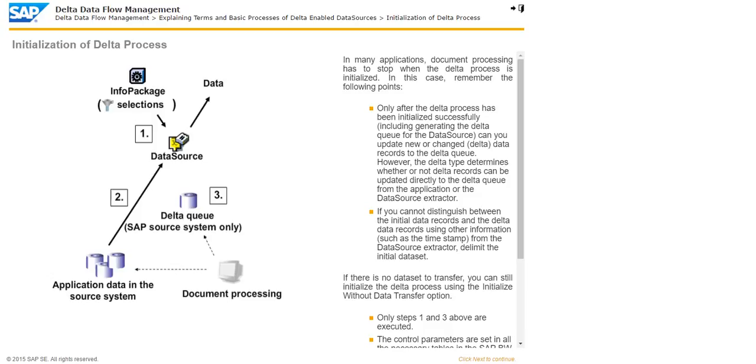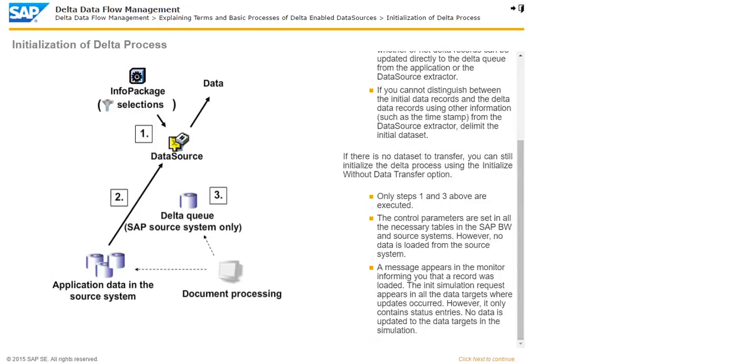If a delta queue for the data source is generated in the source system, an empty storage area is created for new or changed, that is, delta data records for a data source.